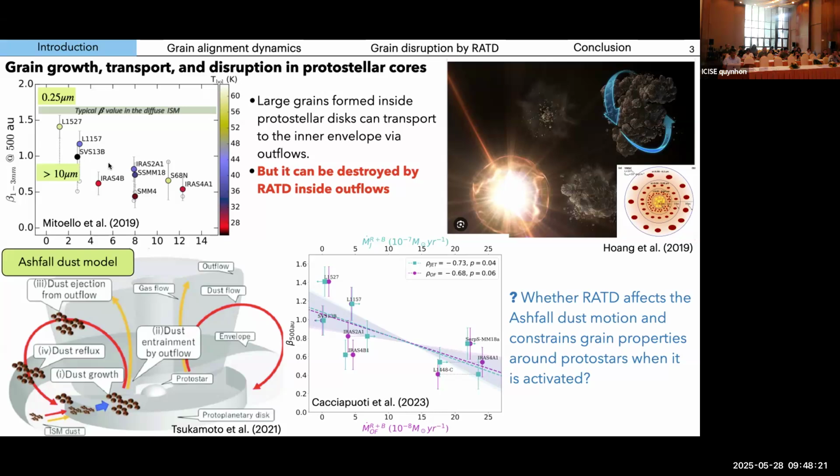However, when dust grains migrate inside the protostellar outflows, they can be rotationally disrupted by the mechanism named RATD, introduced by Hoang in 2019, because the protostellar outflows have very low gas density and very strong radiation fields. So it raises the second question: whether RATD affects the Asfundos model. And second, if RATD is activated, how does it constrain the grain properties around the protostar?